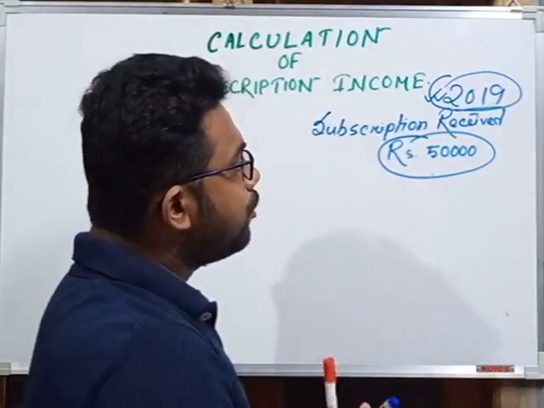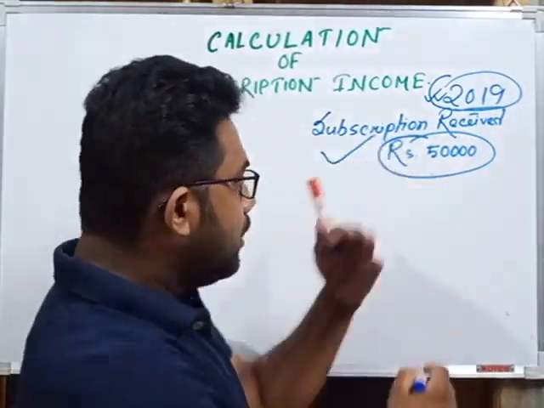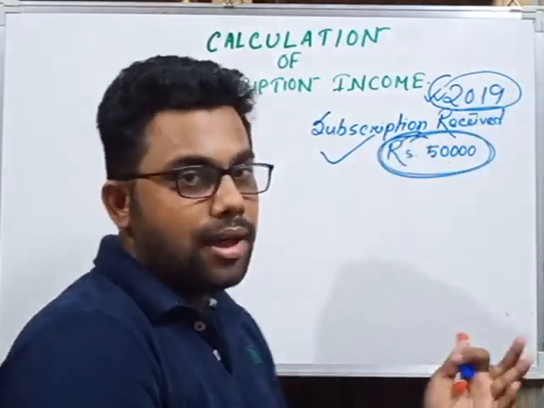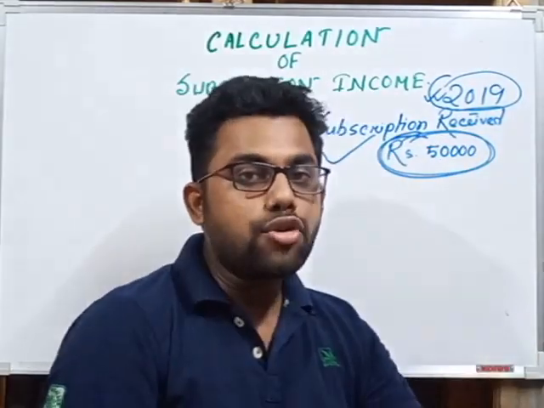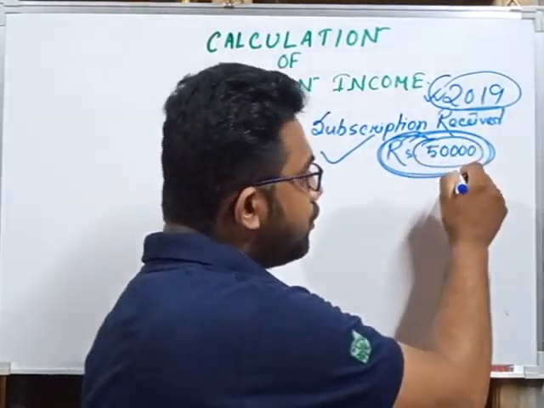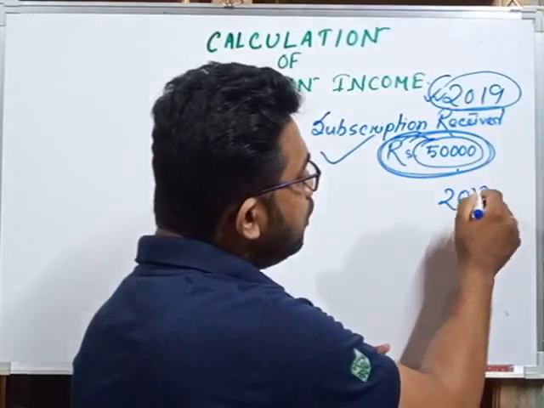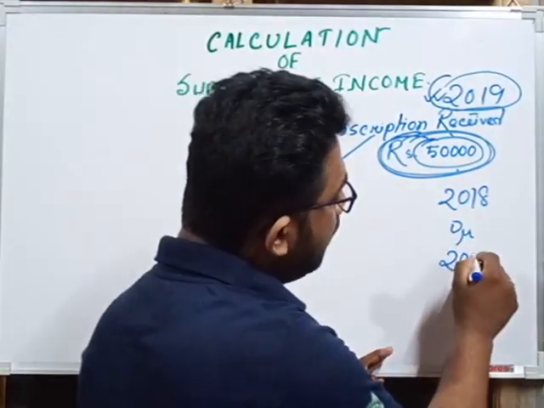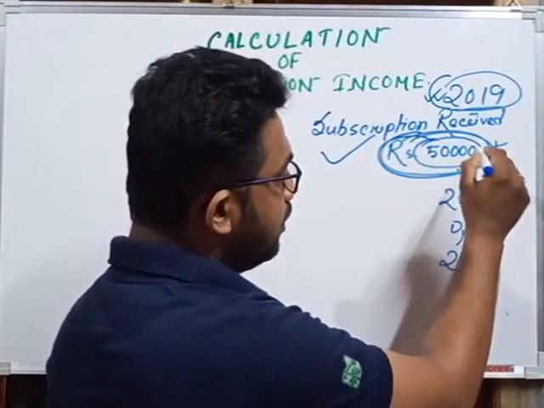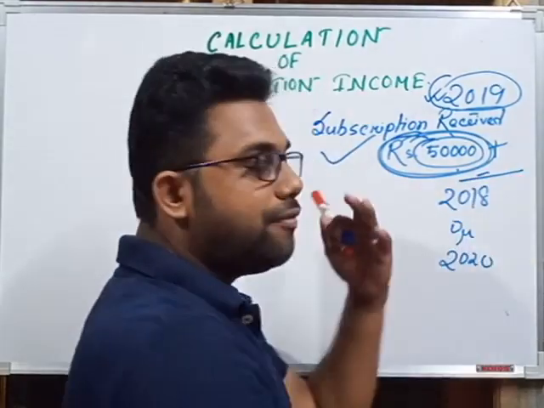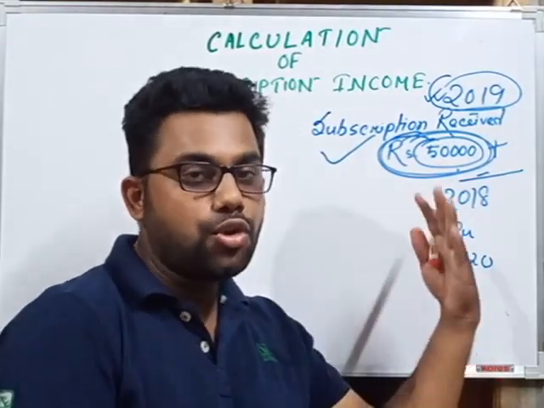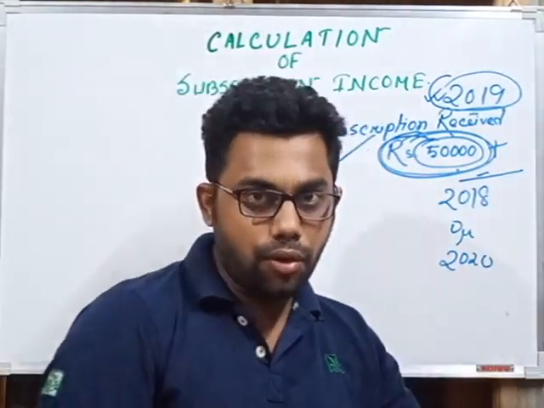In the receipts and payment account, on the receipt side we just record subscription received rupees 50,000. But income and expenditure account records only the income earned during the year. From this 50,000 we cannot identify whether it is for 2018, 2019 or 2020. So we have to add some items to this amount and deduct some items, and after balancing we find the total amount of subscription income for the year. This is the actual topic that we are going to discuss and solve today.